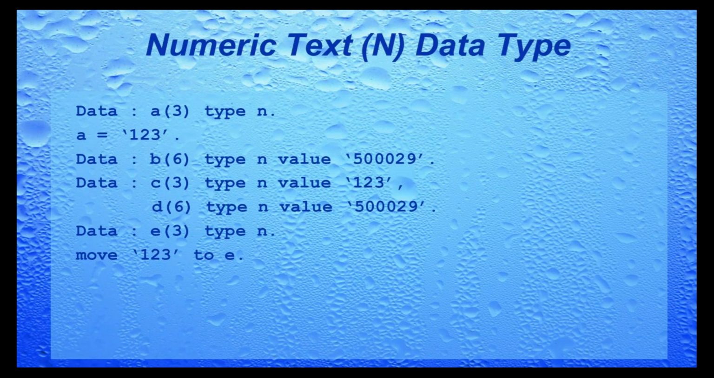So move 1 2 3 to E. We can write A is equals to 1 2 3, or move 1 2 3 to E.